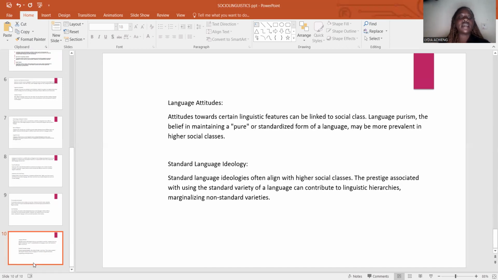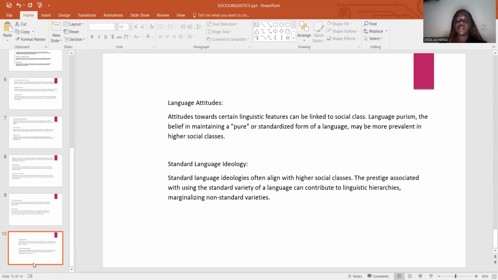Language attitudes. Attitudes towards certain linguistic features can be linked to social class. Language purism, the belief in maintaining a pure or standard form of a language, may be more prevalent in higher social classes. Standard language ideology. Standard language ideology is often aligned with higher social classes.